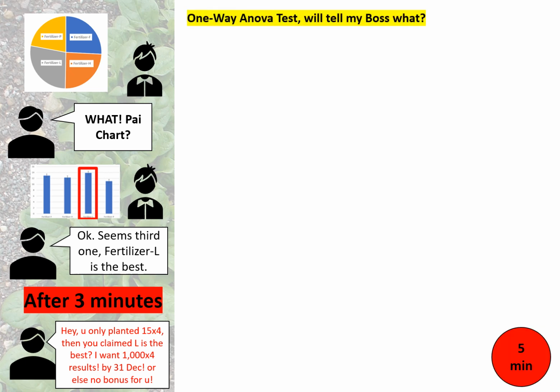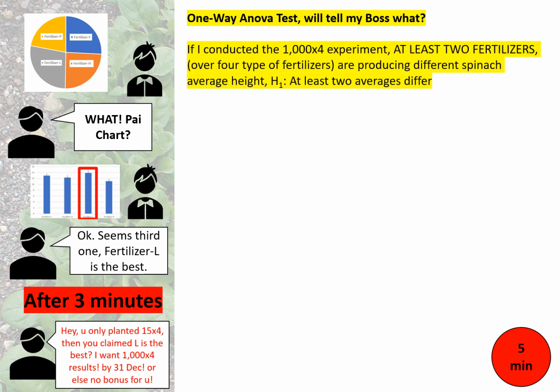So we have chosen the one-way ANOVA test for this problem. After we conducted this ANOVA test, what are we going to tell our boss? If I conducted the 1000 times 4 experiment, at least two fertilizers over four types of fertilizers are going to produce a different spinach average height.